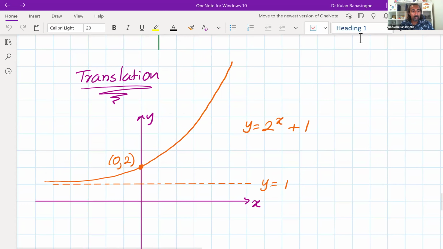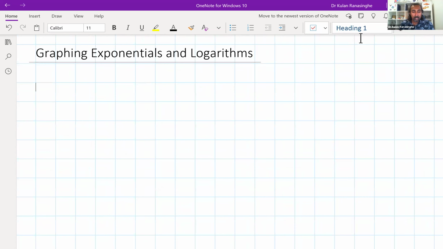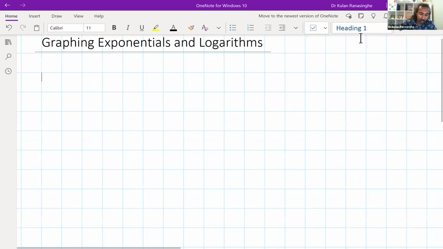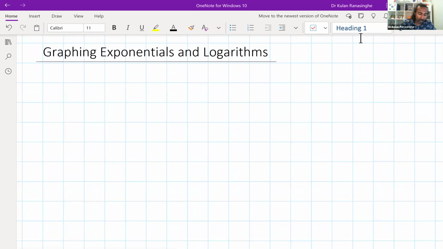Today, we're going to go through a number of them. Let's write down the topic: graphing exponentials and logarithms. So we did have an introduction on how to sketch the exponentials. Now, today, we're going to look through all the transformations with exponentials as well as logarithms. Okay. The first one we are going to look at is translation again and see how we go with that one.